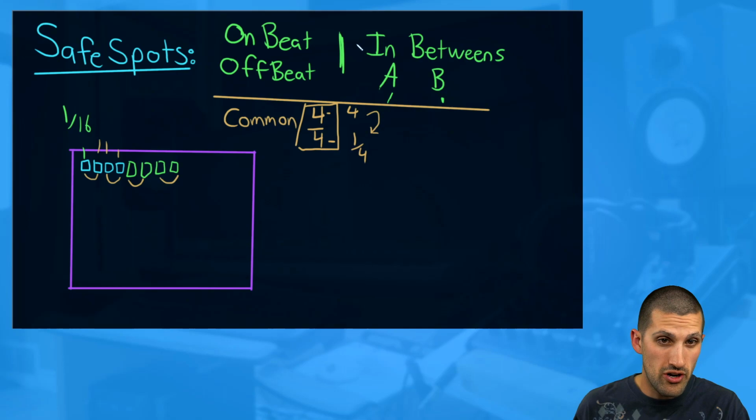So this is actually our in-betweens. Let me talk about the on beat, the off beat, and the in-betweens. We'll get a different color for that. We'll use a yellow. Your first note here, your 16th, is actually the on beat.